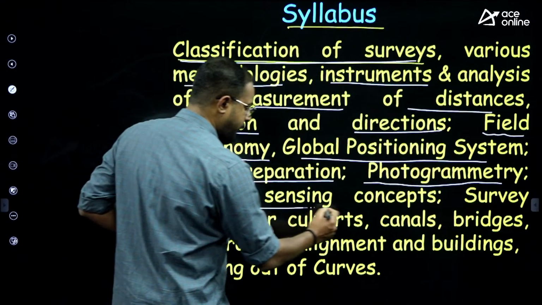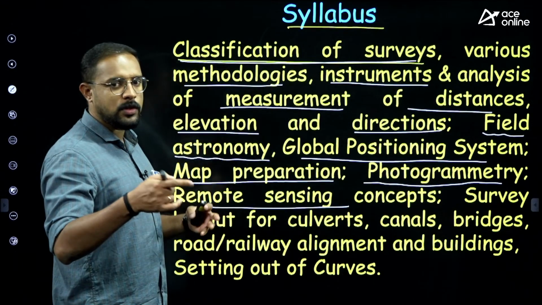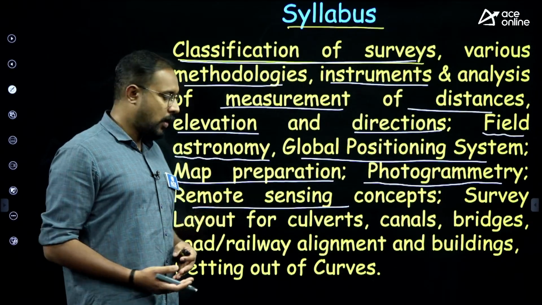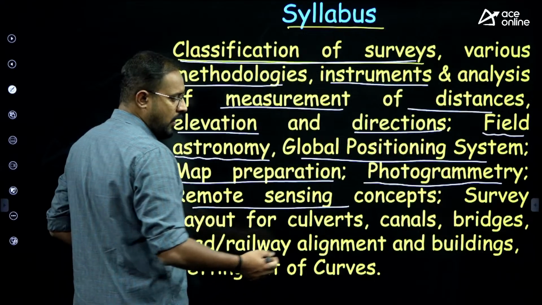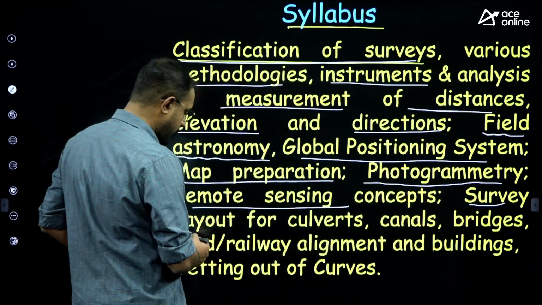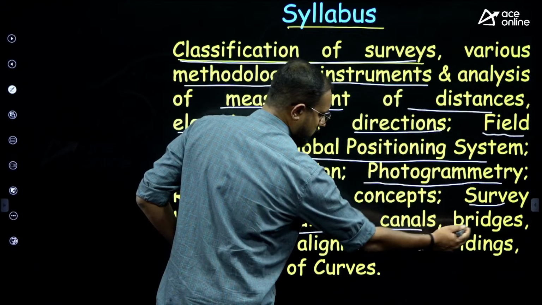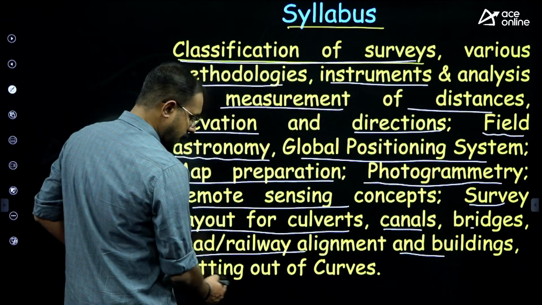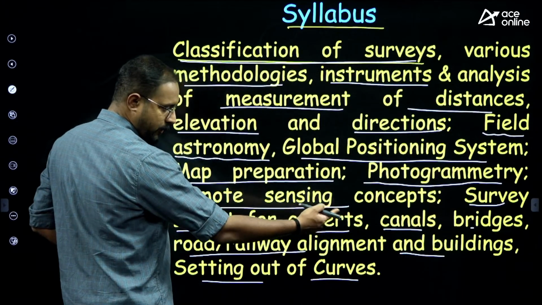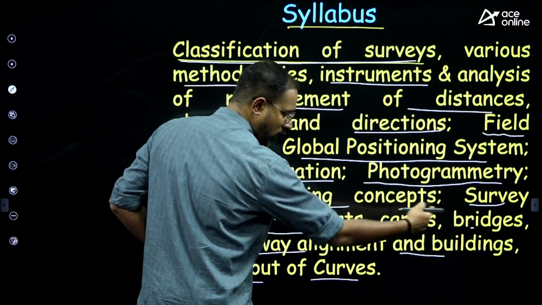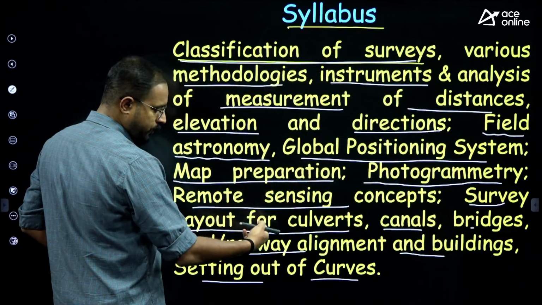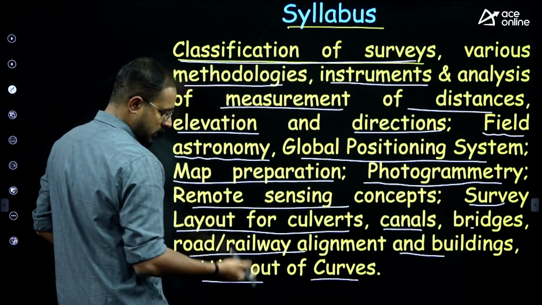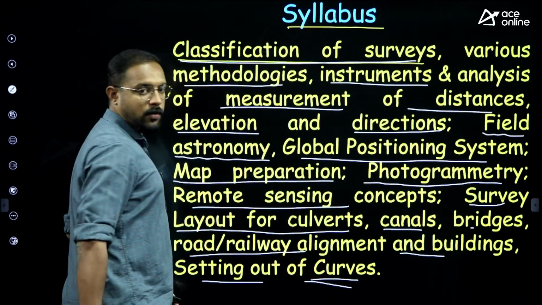Followed by remote sensing, which is one of the most advanced topics that we have in our surveying, one of the most emerging topics in our surveying. Followed by survey layout for culverts, canals, bridges, roads and railway alignments, and buildings. First they are talking about the setting out of all these engineering works, like culverts, canals, bridges, road, railway alignments, as well as buildings. Finally, they are asking for setting out of curves also.